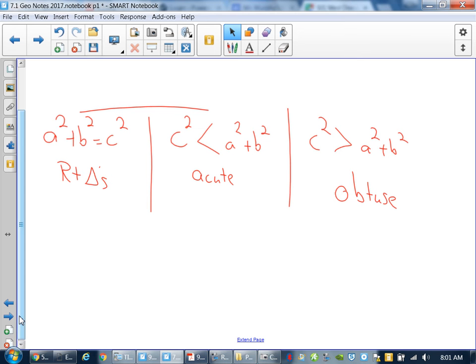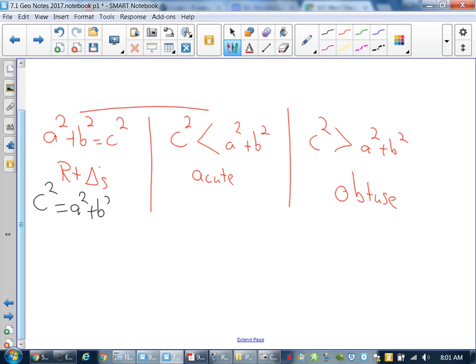Now, is it okay if I rewrite it as c squared equals a squared plus b squared? Does it matter what side it's on? No. The reason I'm going to write it that way is because the other two are always written with the c squared first. So if I look at it, what we have is the two other possibilities.